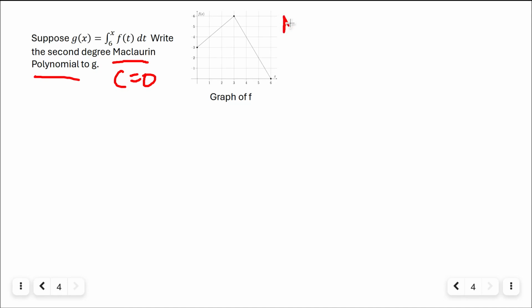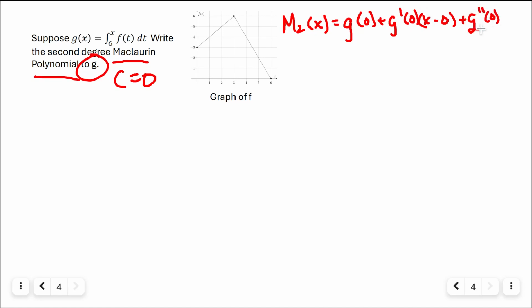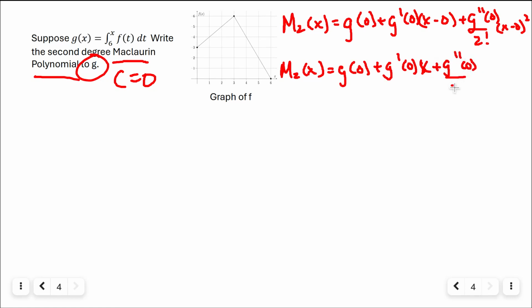So let's write out our equation over here. We'll write m sub 2 for Maclaurin, the second degree Maclaurin polynomial. We're writing it to g. So that's going to be g of 0 plus g prime of 0, x. We'll say x minus 0 here for a minute. And then g double prime of 0 over 2 factorial, x minus 0 squared. All right, so let's clean this up here. So we have g of 0 plus g prime of 0, x, plus g double prime of 0 over 2 factorial, x squared.